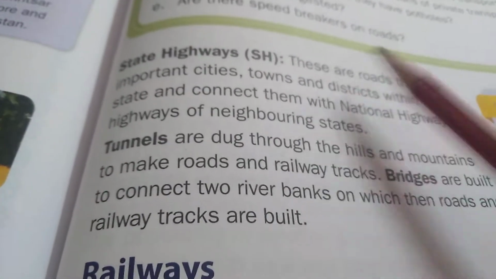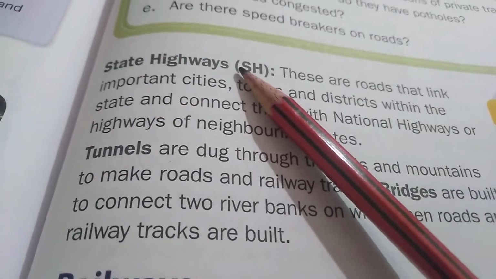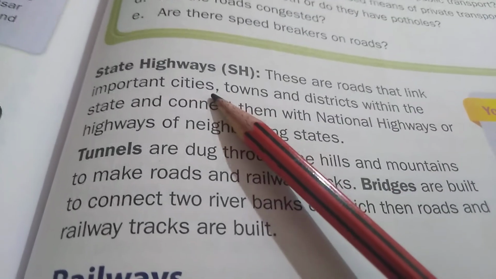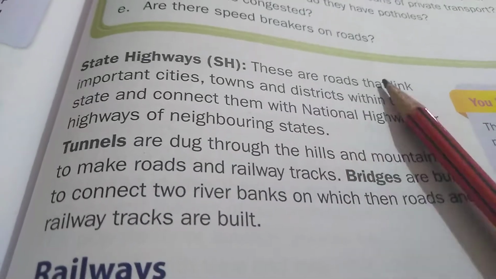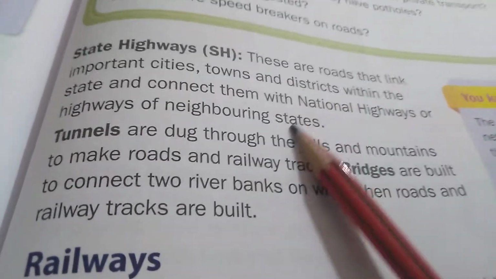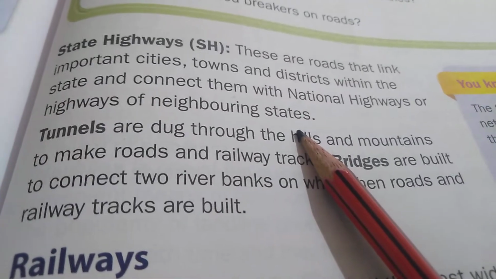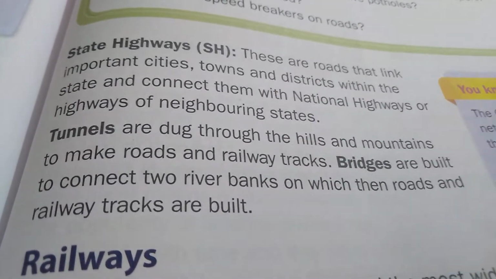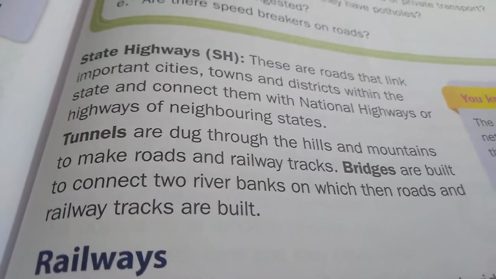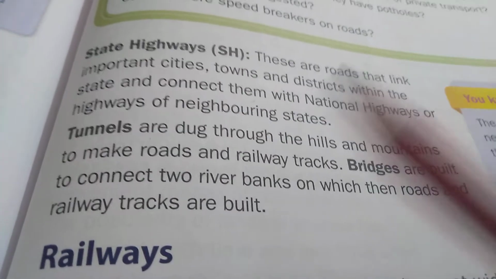State highways. Next one, the second category, is state highways. These are roads that link important cities, towns and districts within the state and connect them with national highways or highways of neighboring states. So these state highways link important cities, towns and districts within the state itself, and they connect them with national highways or highways of neighboring states.